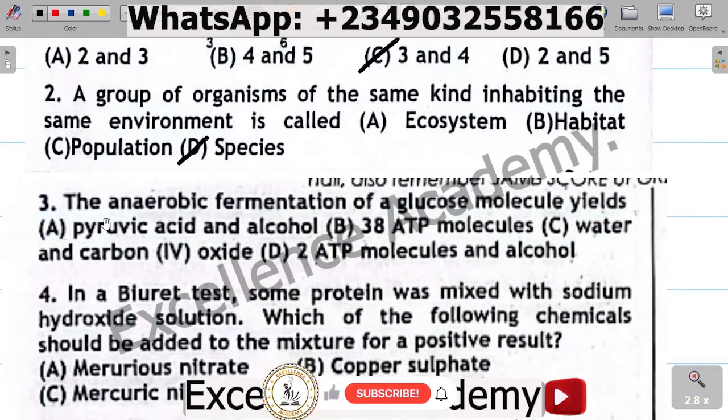Question 3. The anaerobic fermentation of a glucose molecule yields A. Pyruvic acid and alcohol, B. 38 ATP molecules, C. Water and carbon dioxide, D. 2 ATP molecules and alcohol. The anaerobic fermentation of glucose molecule has to do with the breakdown of glucose cells without the use of oxygen. The reaction will give 2 ATP molecules and alcohol. So the correct option is D.